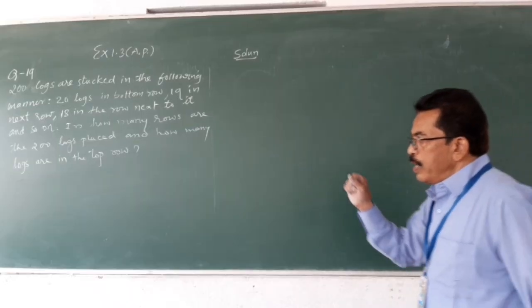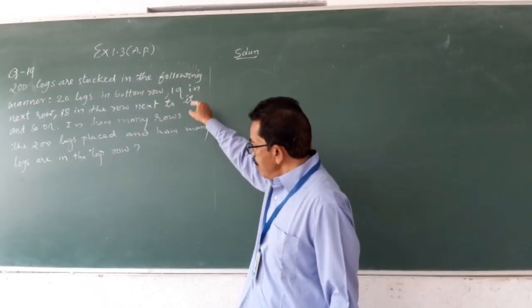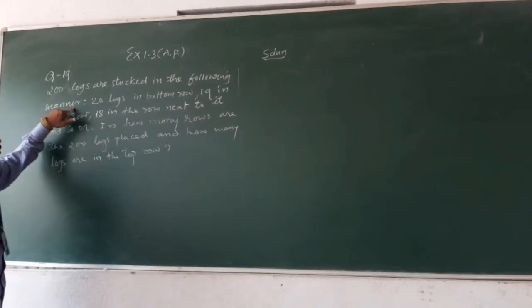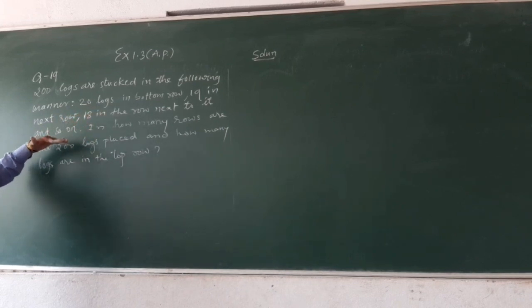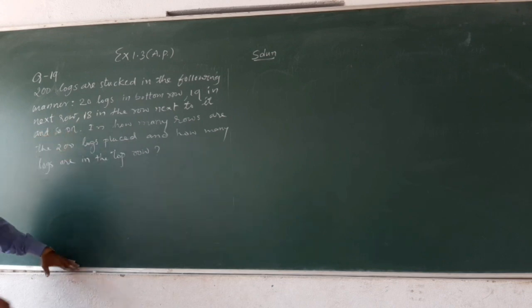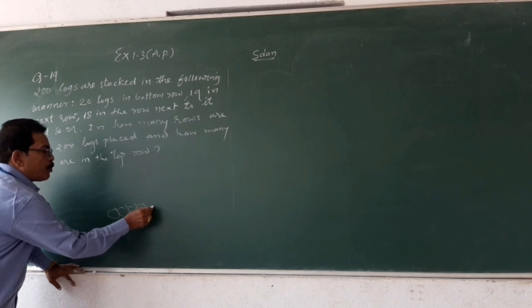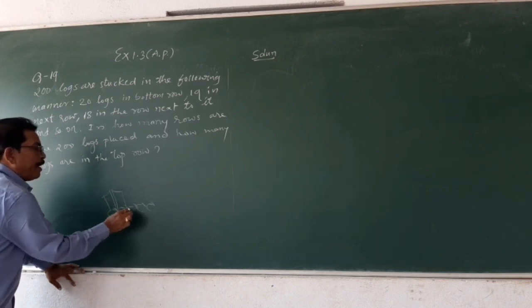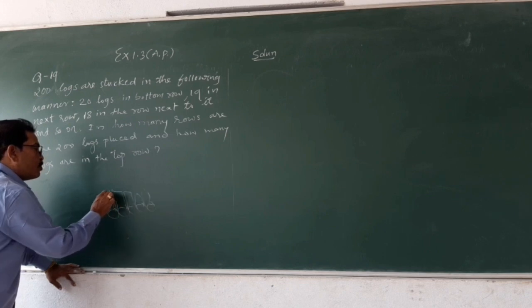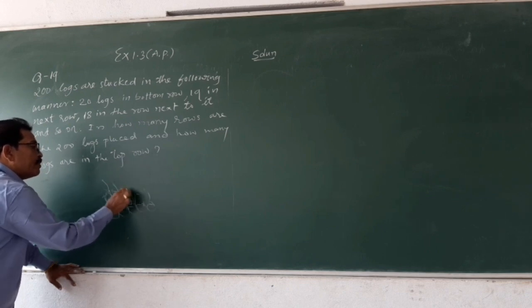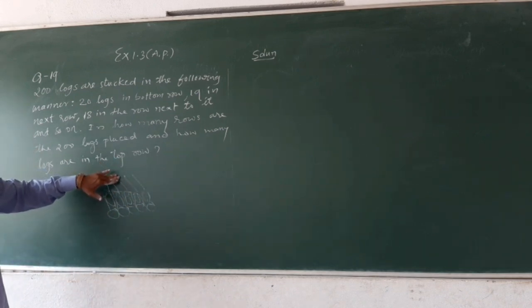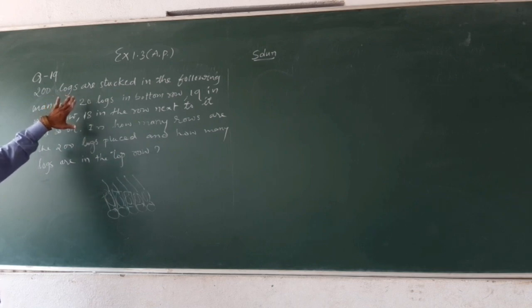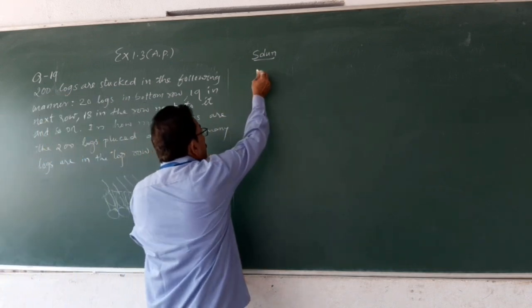Nineteenth one. 200 logs are stacked in the following manner: 20 logs in the bottom row, 19 in the next row, 18 in the row next, and so on. See in what manner they have stacked the logs of wood. Some logs are set on top like this. At the top row, how many logs may be placed? We have to find the solution.